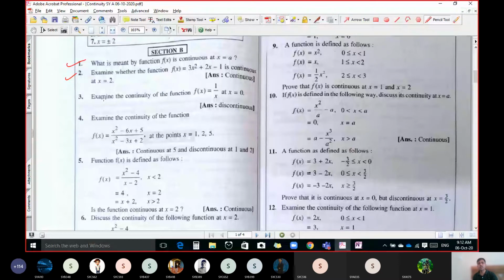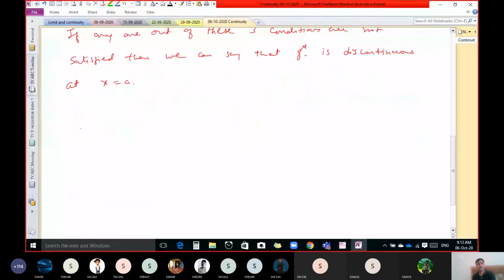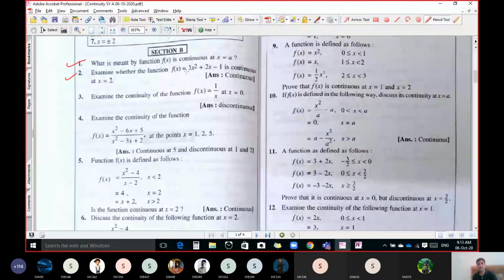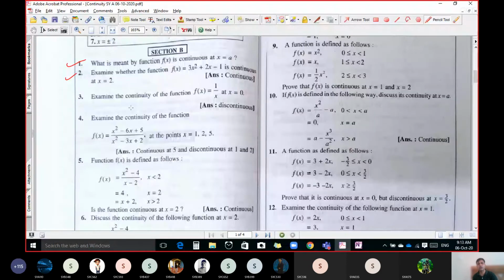It is a simple function. Why? Because there is nothing like f of x equal to this when x is more than this or less than this or equal to this. Nothing is given like that. Only one simple function is given: f of x equal to 3x square plus 2x minus 1, and we have to check continuity at x equal to 2.